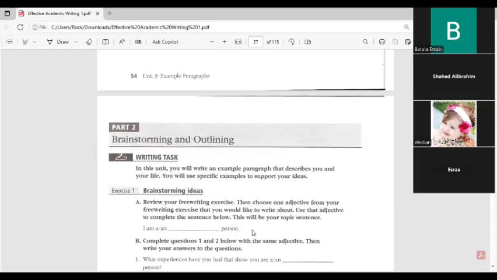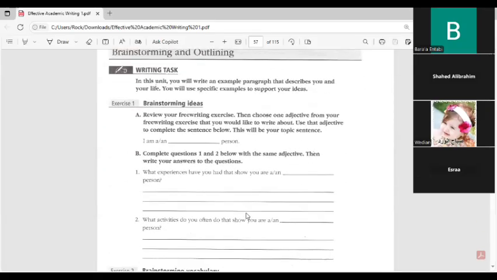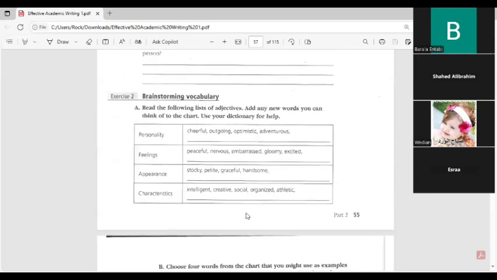When you want to write this kind of topic or paragraph, you will choose 2 or 3 traits from these books, and you need to add examples or justify why you think yourself as hardworking, why you think yourself as a healthy person. For example, because I'm usually on a diet, I eat healthy food, I go to the gym, etc. Is it clear? Easy, yeah. Okay.